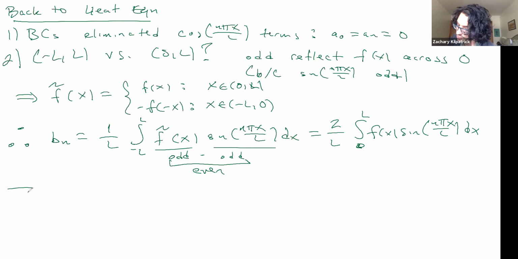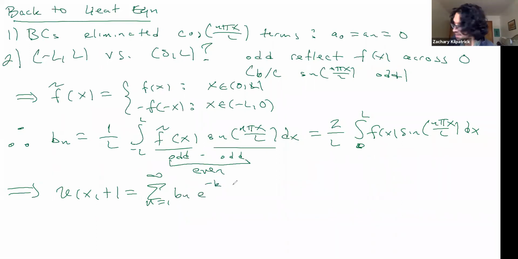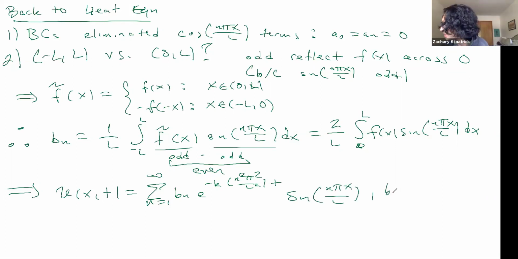So that means the full solution is going to be u of x,t is equal to the sum from n equals 1 up to infinity of bn e to the minus k n squared pi squared over L squared t sine of n pi x over L. Bn is equal to 2 over L integral from 0 to L f of x sine of n pi x over L dx. That's just me rewriting the integral from above.